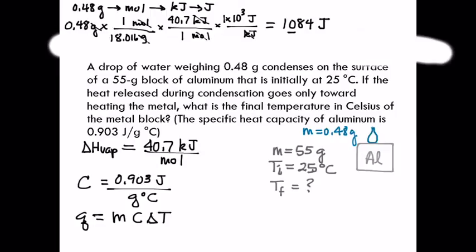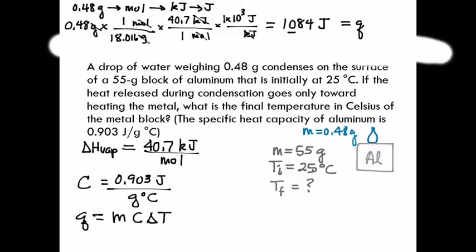This is the amount of heat that was released by that water condensing. This is the amount of heat that goes into heating up the block. So this is equal to Q in our equation down there. I want to know what the final temperature is. If I calculate the change in temperature, then finding the final temperature would be relatively straightforward.